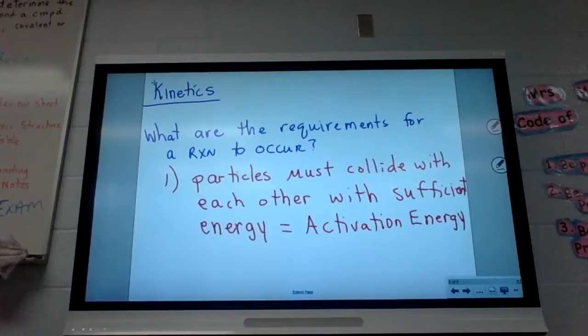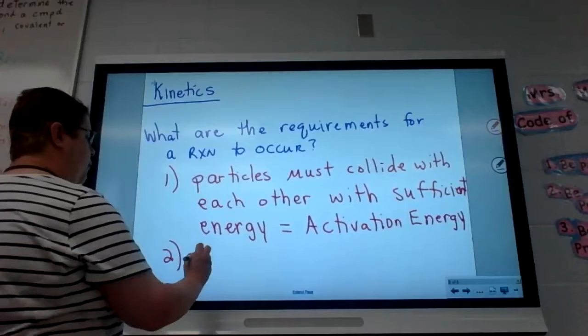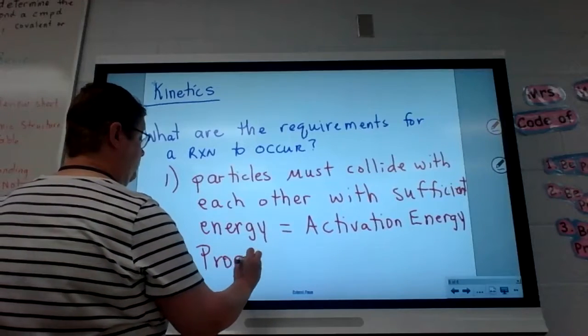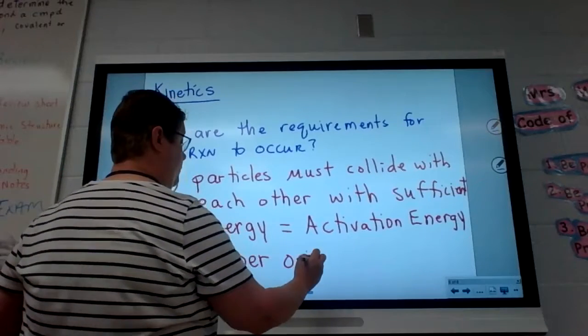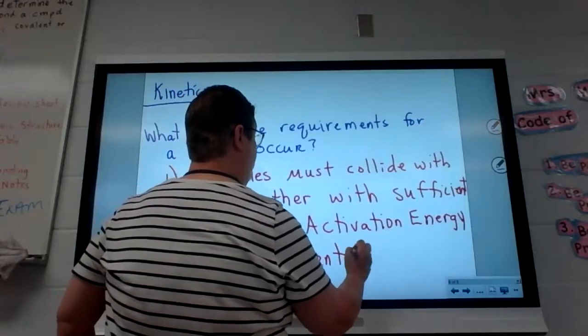Now, aside from the fact that you have to have particles that collide with sufficient energy, you also have to have proper orientation.